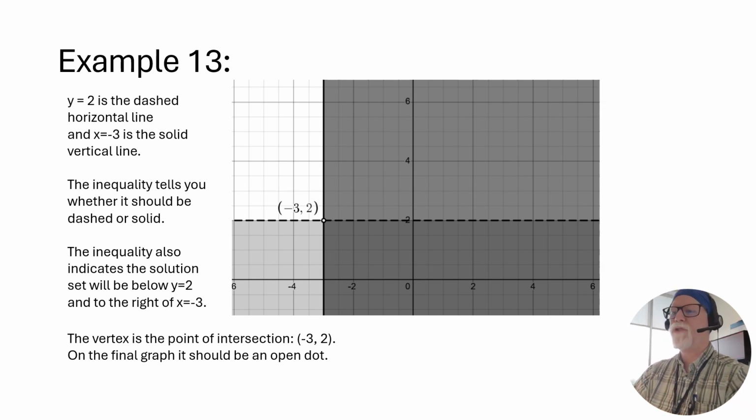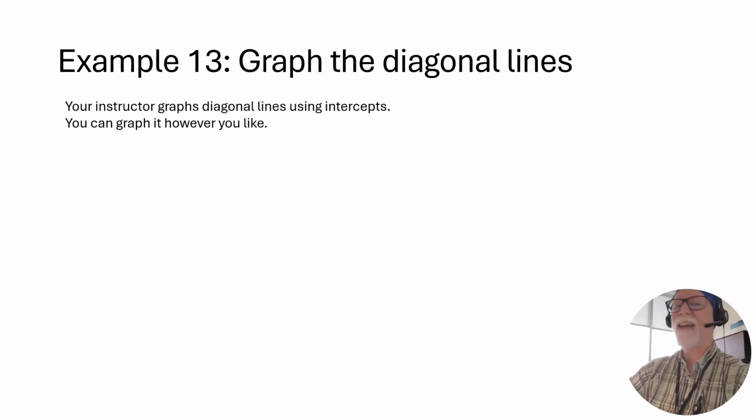We have two values, x and y, so we know the intersection is going to be a vertex, possibly a vertex, we'll see. And because that line is dashed, that'll be an open dot, like that. All right, so let's go into the diagonal line. I'm just going to find x and y intercepts and plot them and connect the dots. If you want to do it differently, that's fine. Just graph a line. You know how to do that.